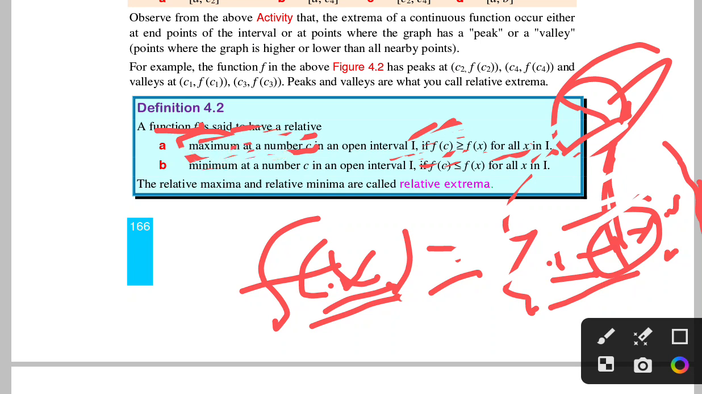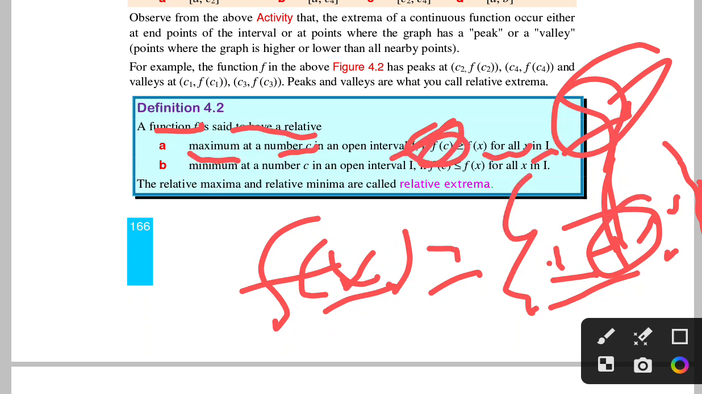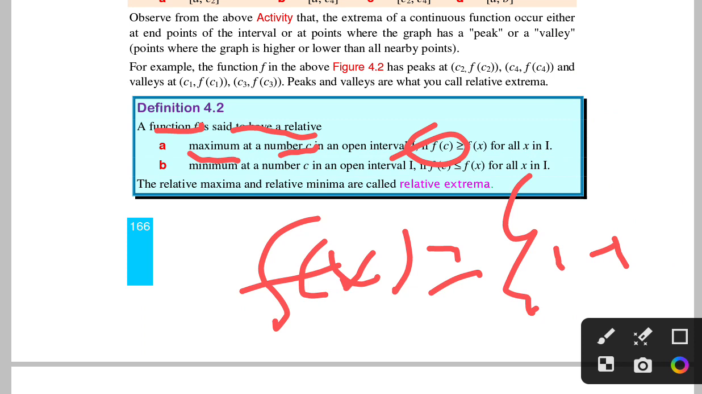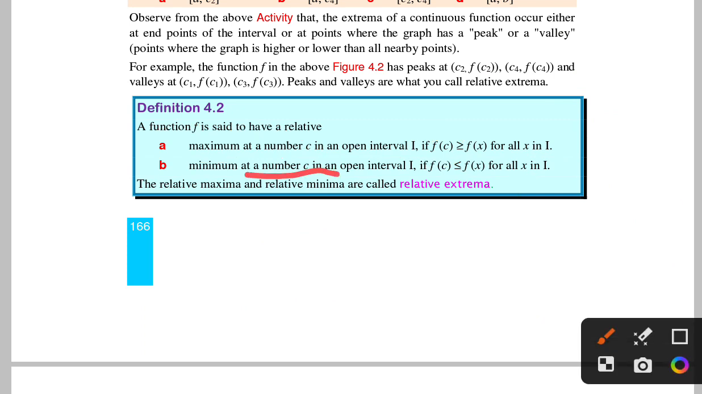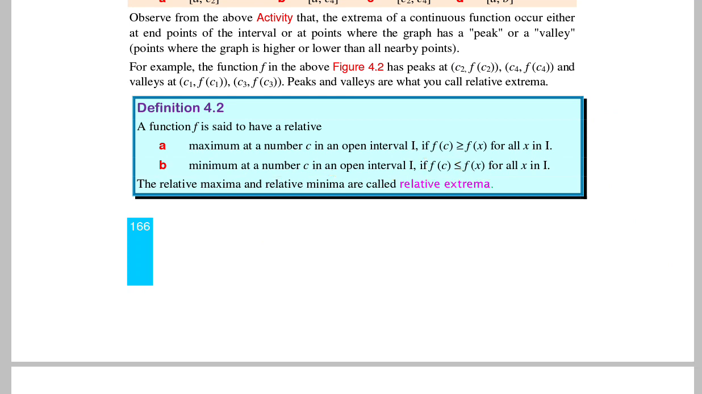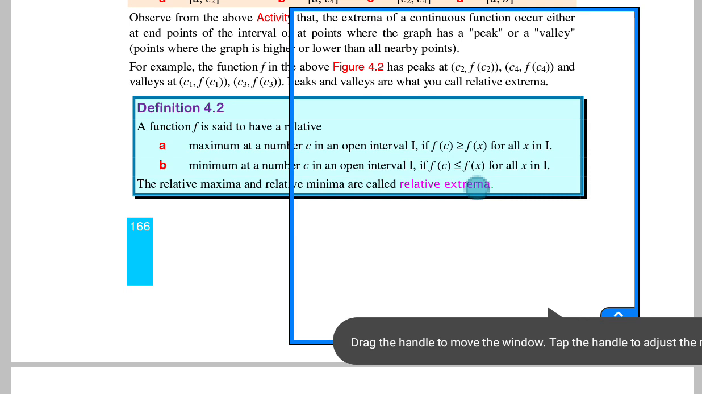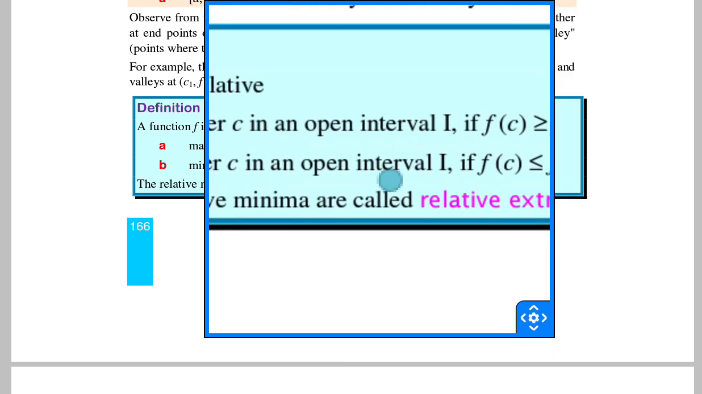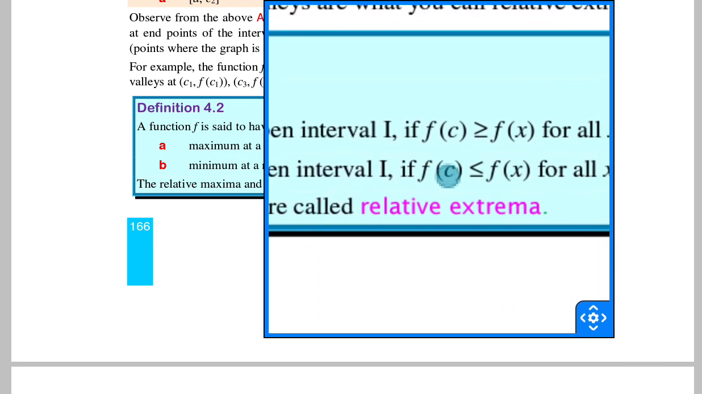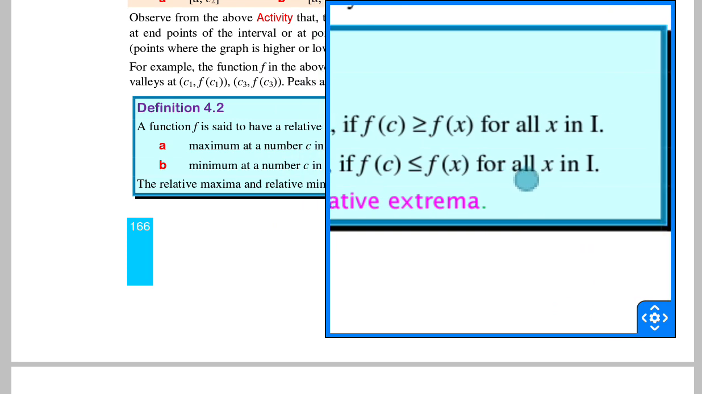Minimum is minimum at a number c in open interval, f of c is less than f of x for all x in interval.